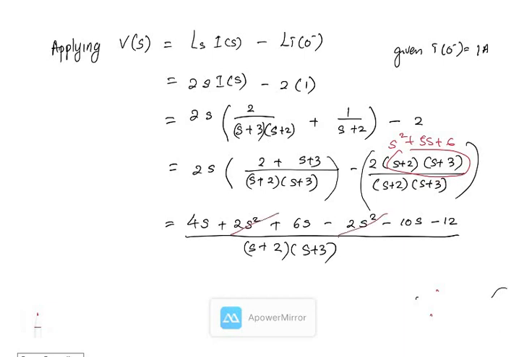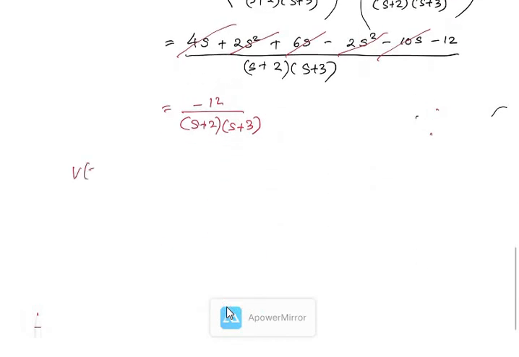The 2s squared we can cancel out. So 4s plus 6s, you have 10s, minus the 10s also can cancel out. And now we are left with minus 12 divided by s plus 2, s plus 3. So here is the V(s) answer. And now if we want to find the v(t), that is the inverse Laplace transform of the V(s), which is equivalent to negative 12 divided by s plus 2, s plus 3.